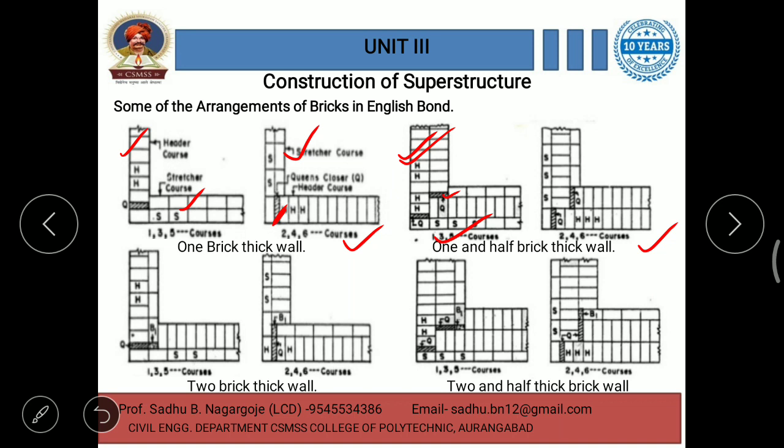Okay, you can clearly differentiate between each diagram. First one is 1 brick thick wall, then 1.5 brick thick wall. Third one is 2 brick thick wall, and fourth one is 2.5 thick brick wall. Okay, so these are the different arrangements of bricks in English bond.